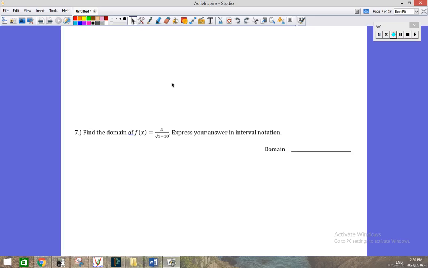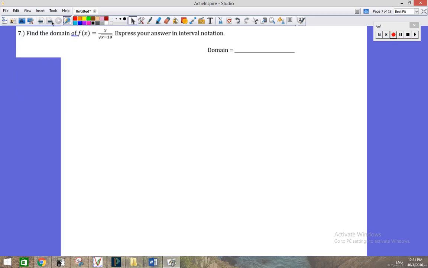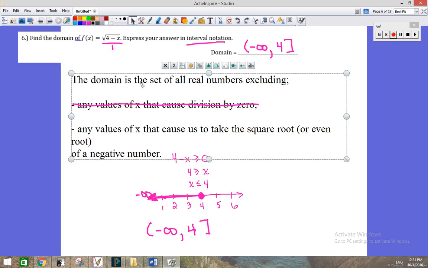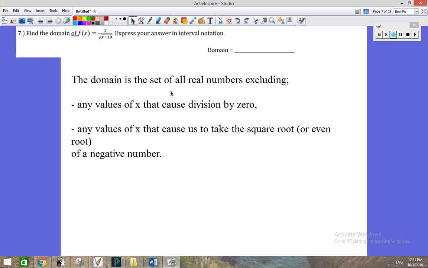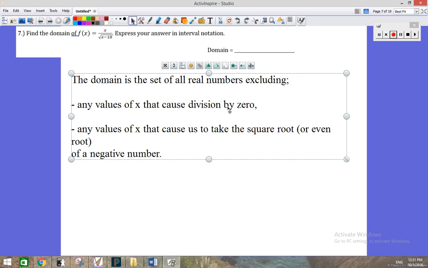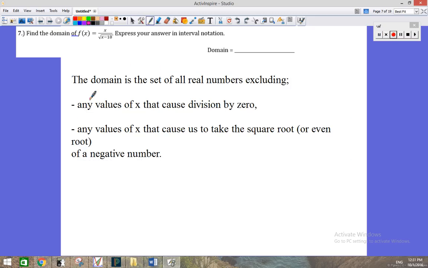For number 7, it's asking us for another domain, and since it's an equation, we start the same way that we did these previous problems. The domain is the set of all real numbers. Now, we have some considerations to think about. Any values of x that cause division by 0. In this problem, I do have an x in the denominator. And if x were equal to 10, 10 minus 10 gives me 0, and the square root is 0. I need to make sure that I exclude the number 10, because that causes division by 0.